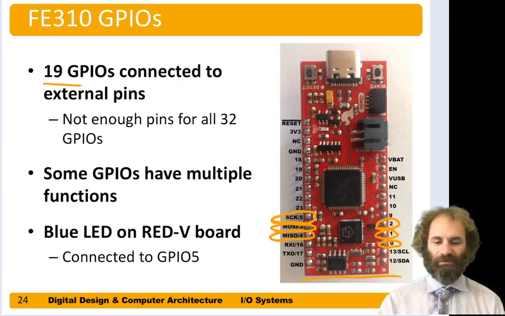Some of the GPIO pins have multiple functions. For example, pins 3 through 5 are also associated with a serial peripheral interface, and we can either use them as regular GPIO or as SPI. There's a blue LED on the board that's connected to GPIO 5, so when you drive that pin high, the LED turns on. When you drive it low, the LED turns off. And if the serial clock, SCLK, is pulsing because you're doing serial transmission, you'll also see the light pulse.